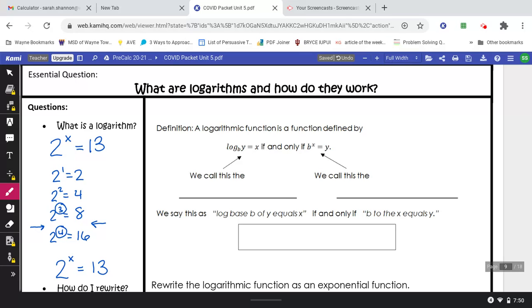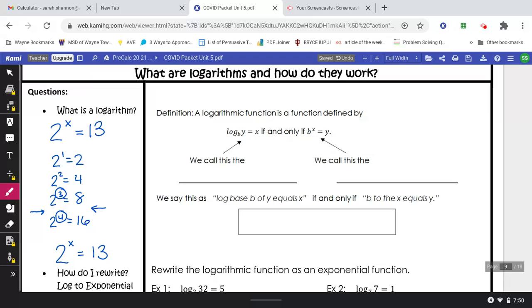So you could take your calculator and try to approximate it to the nearest decimal, but that's going to take you a while to get the exact answer of 13. So logarithms and the log button on your calculator is going to help us be able to find the exact answer quickly.